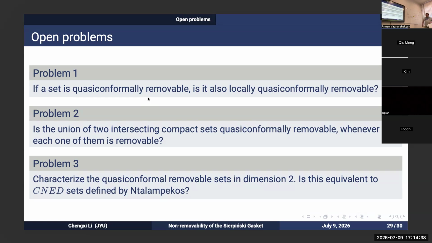And the third one is just to characterize the quasi-conformal removable sets in dimension 2. And Ntalampekos also gives a definition of CNED sets. This means that it has some relationship between the extremal distance, and we can see the capacity or modulus. Then he defines the CNED sets, and his conjecture is that the CNED sets are equivalent to the quasi-conformal removable sets in dimension 2.